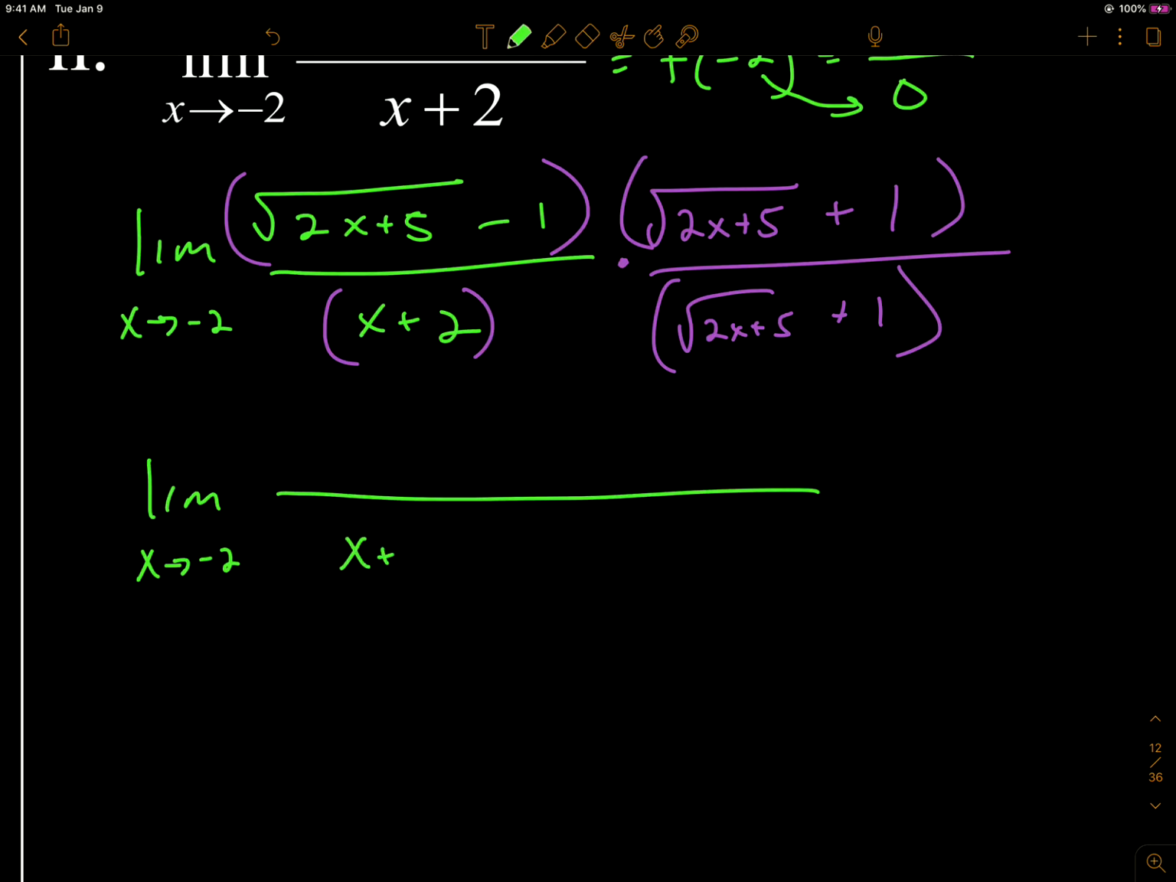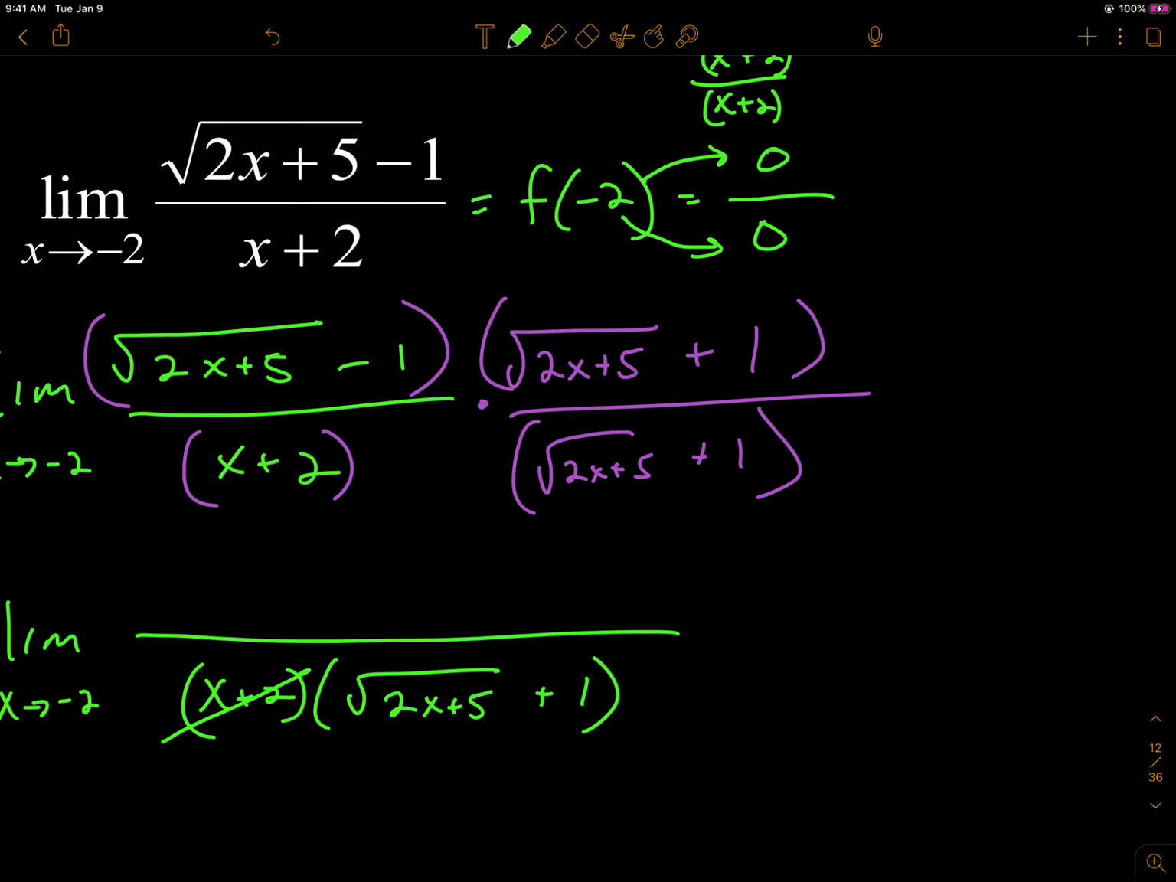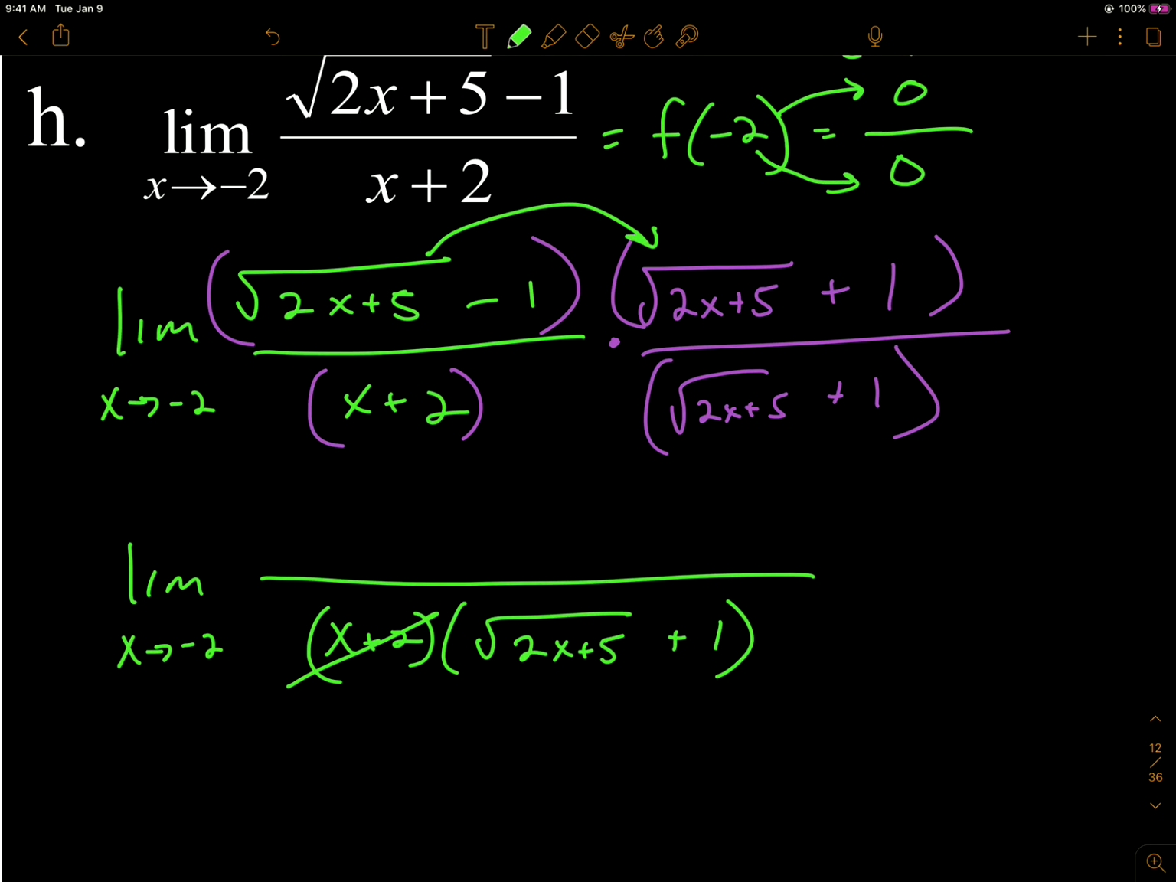You just want to keep track of it. It's already factored. The x plus 2 is already teased out. Remember, the goal here is that I need to cancel that with an x plus 2 up top. Up top, I do have to distribute. So I've got a square root times itself, which is just going to be the same thing without the square root.